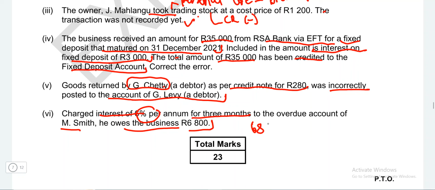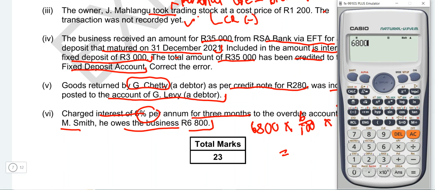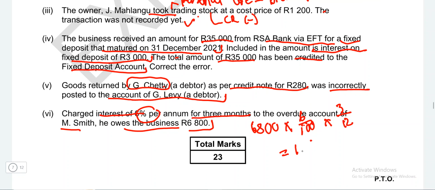We're going to say 6,800 multiplied by 6/100. Okay, and then we're going to also multiply it by 3/12 because this person is overdue for only 3 months out of 1 year. So let's see, 6,800 multiplied by 6 divided by 100, and then multiplied by 3 divided by 12. It is giving us 102 rand. So we have that 102 here.